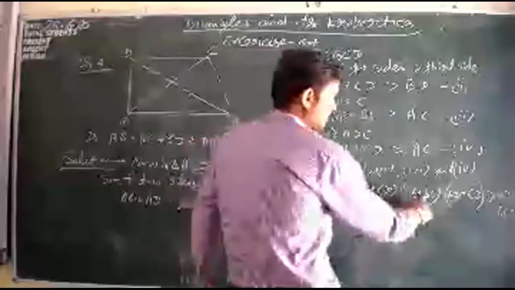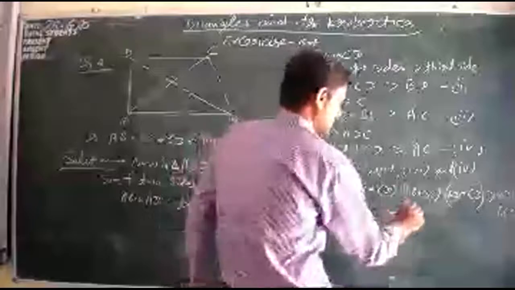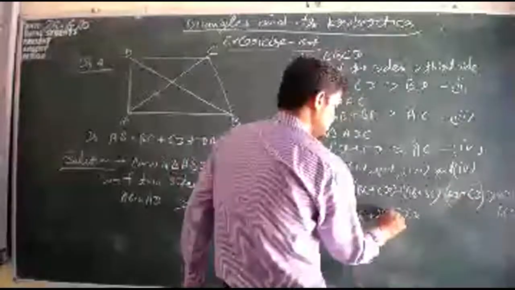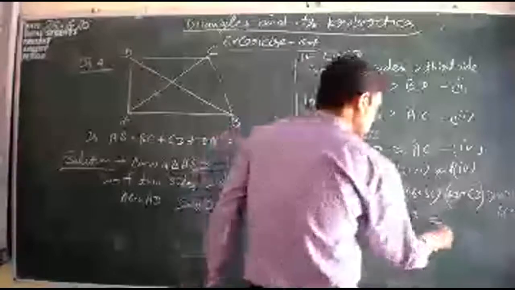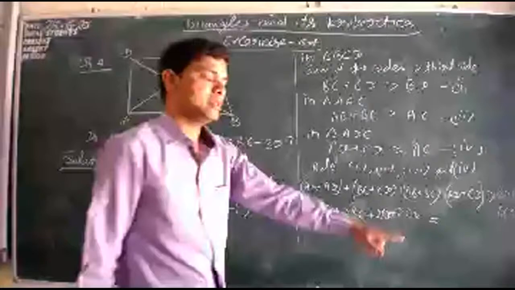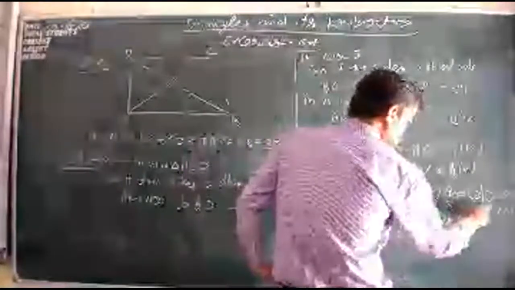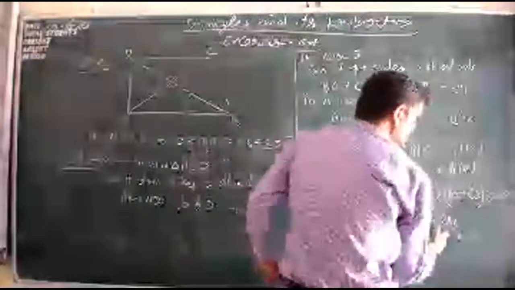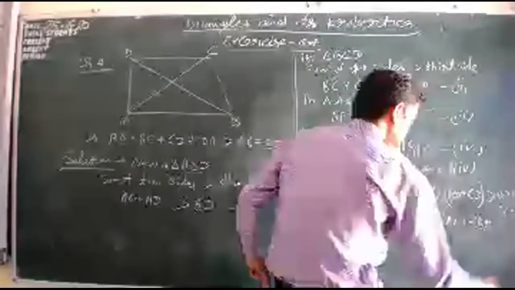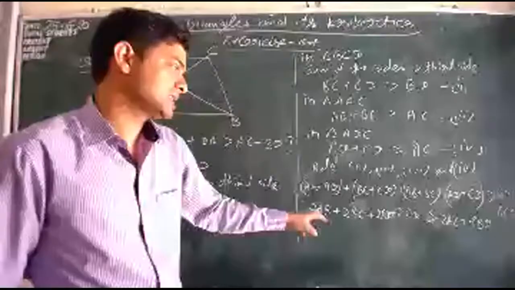BC plus BC, it has 2BC, plus CD plus CD, 2CD. Clear? Next one is AC plus AC is equal to 2AC. Greater than, it's simple, see, so greater than will come: AC plus AC is 2AC and BD plus BD is 2BD. Clear? Now we can take the 2 common on both sides.